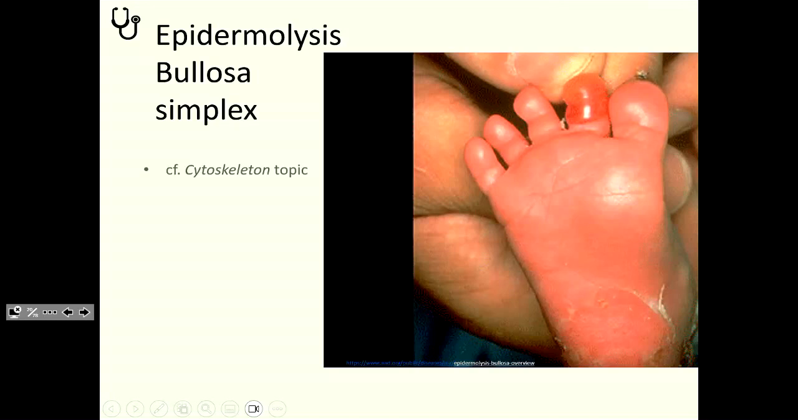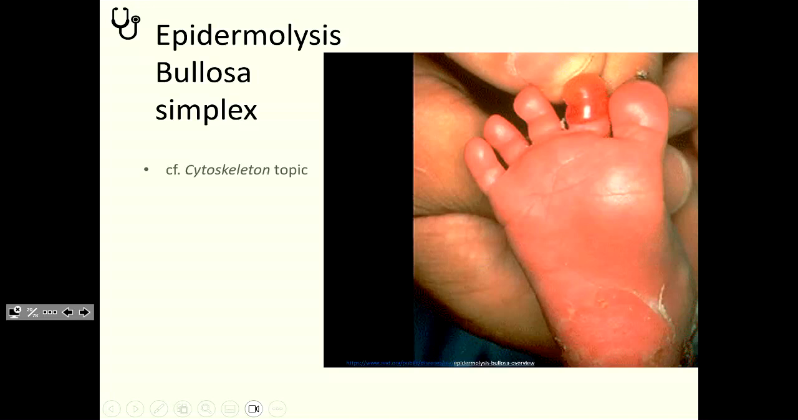So it's usually identified at birth. Surfaces that are subject to mechanical stress, so palms, soles of the feet, that sort of thing, skin blistering. There are different types of EB. This is not the most severe type by any means, but it can be annoying to say the least.